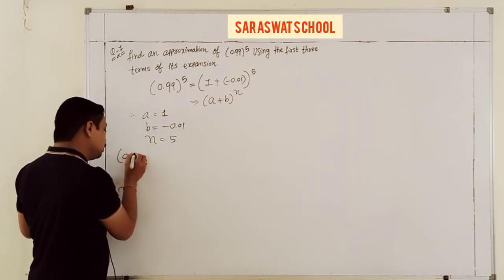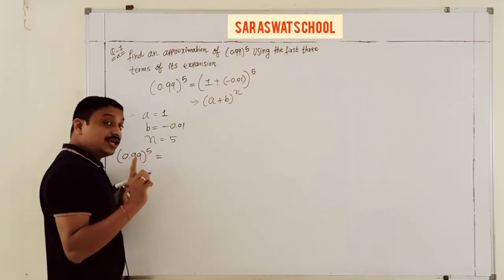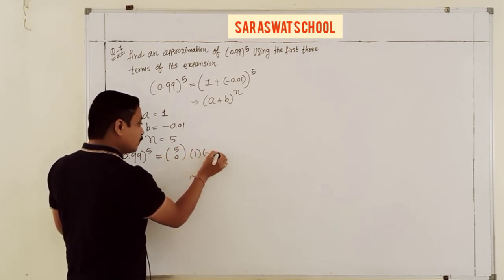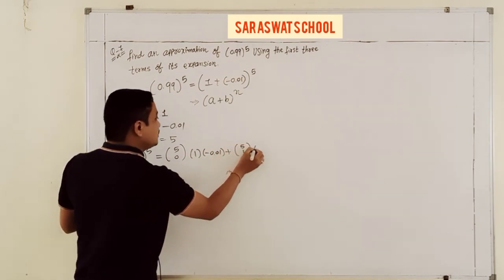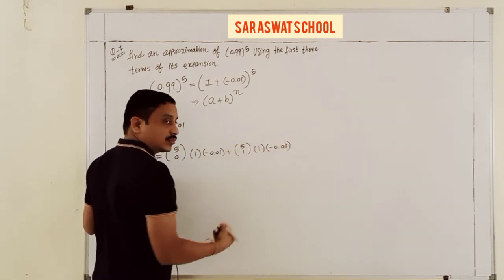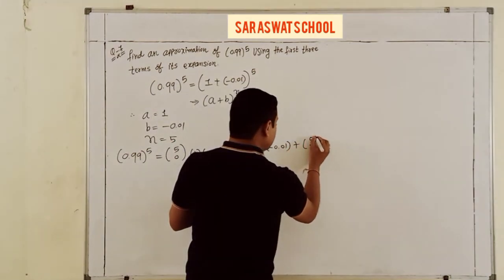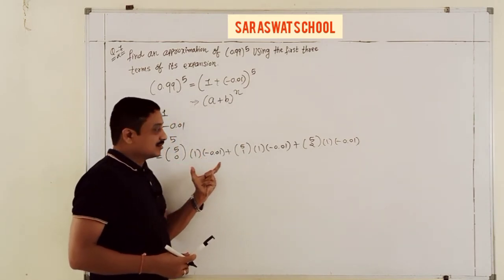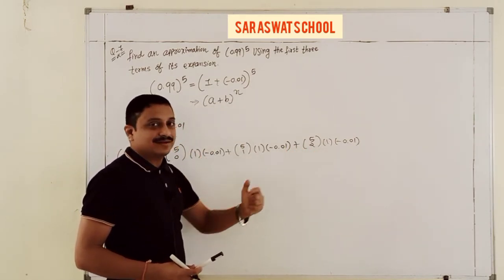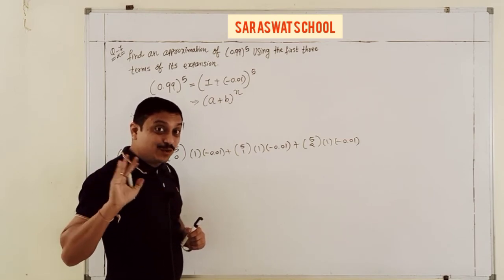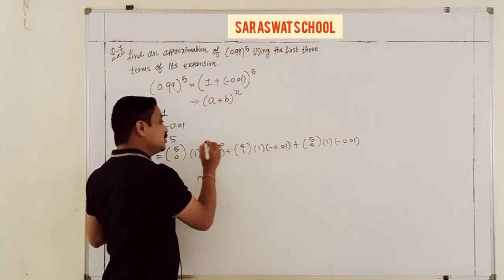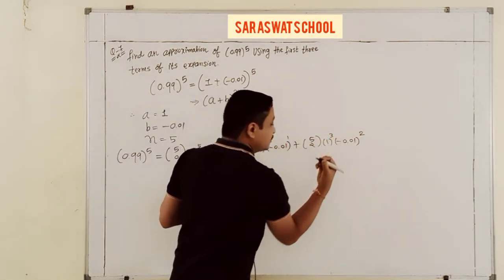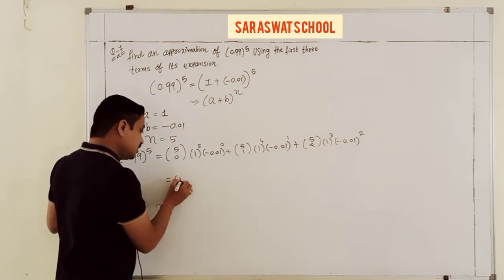So my solution is up to 3 steps. NC0 means 5C0 plus 5C1, next 5C2. Check here, this is the first step, second step and third step. Only 3 steps we are doing, not going further after. Here power it is 0, 1, 2, here 5 minus 0, 5, 4 and 3. So your data is here 1.